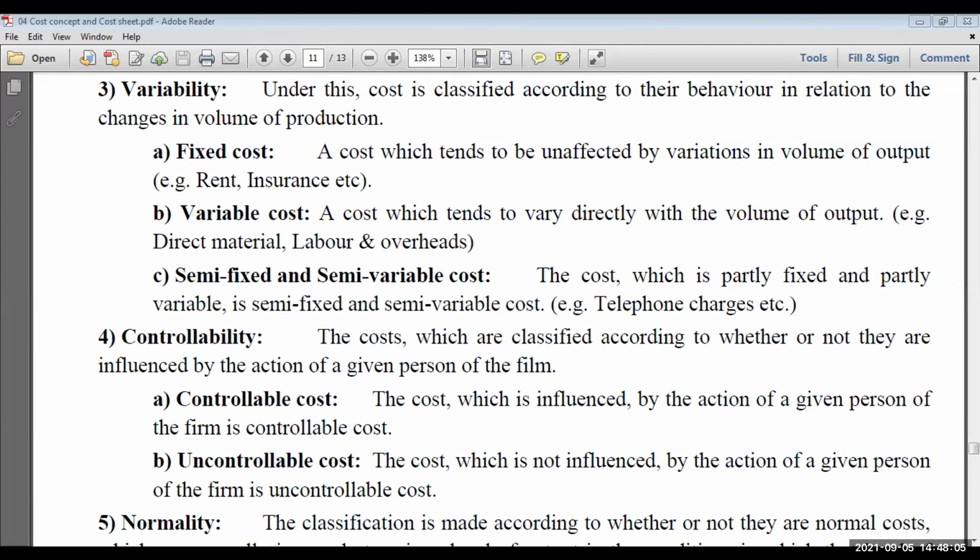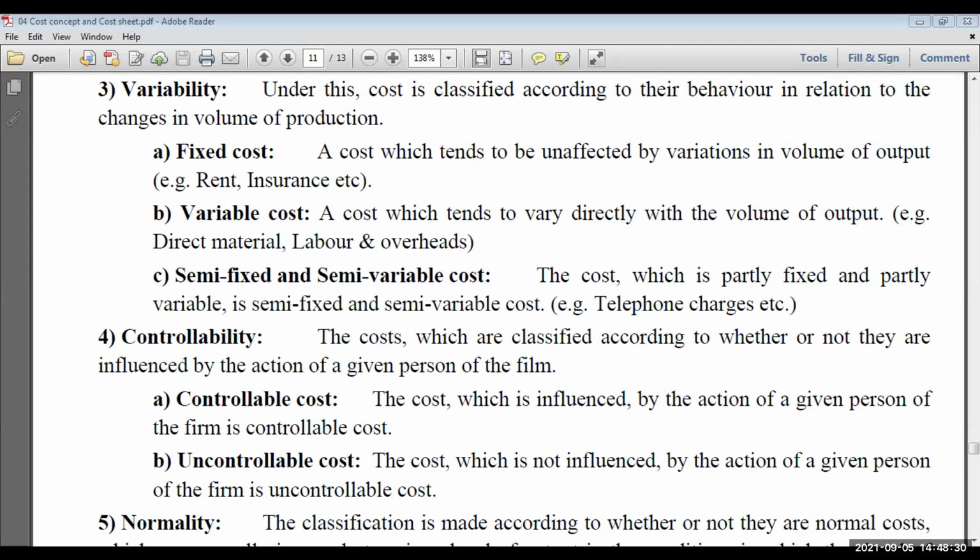Now, the third category is semi-fixed or semi-variable cost. There are certain costs which remain constant up to a certain extent. After that, they start changing depending upon the volume of production. Electricity, take an example. Up to certain units, the rate is different. After you reach a certain point, the rate per unit is going to be different.